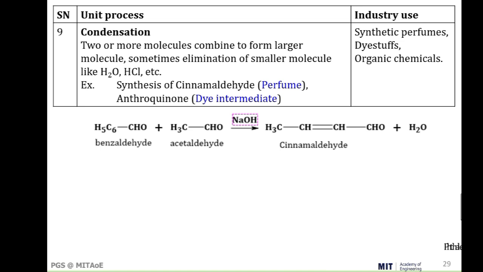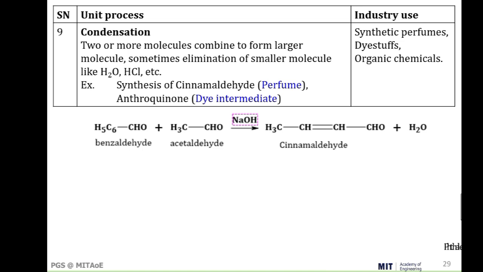Basically these two molecules are getting combined to form a product, and a water molecule is removed from this process. This cinnamaldehyde is basically a fragrance creating compound, so it is used in perfumes. So this is one of the applications in the synthetic perfume industries.